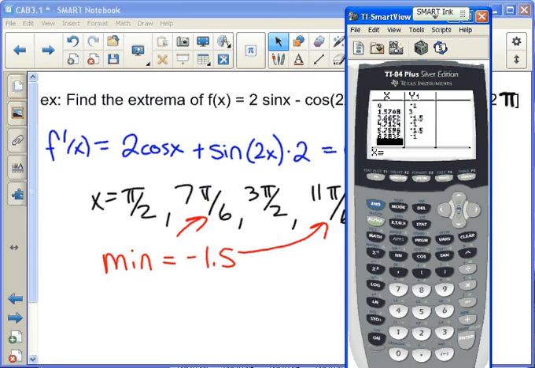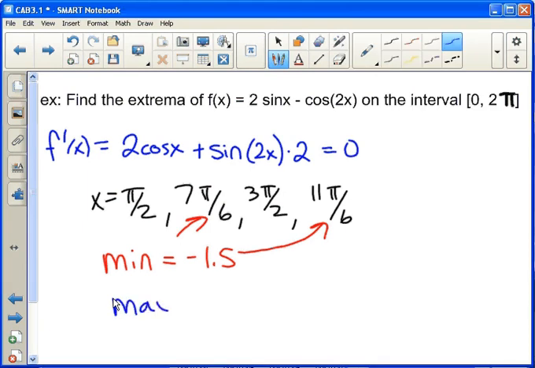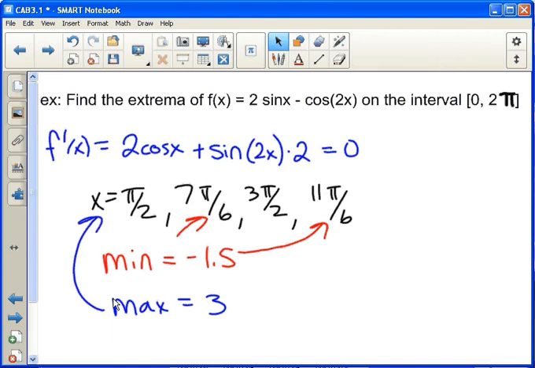So the maximum is 3, and it happens there. So 3 steps to finding extrema on an interval. Find your critical numbers, plug your critical numbers and your endpoints back into the original equation. Your biggest y value is your max, and your smallest is your min.